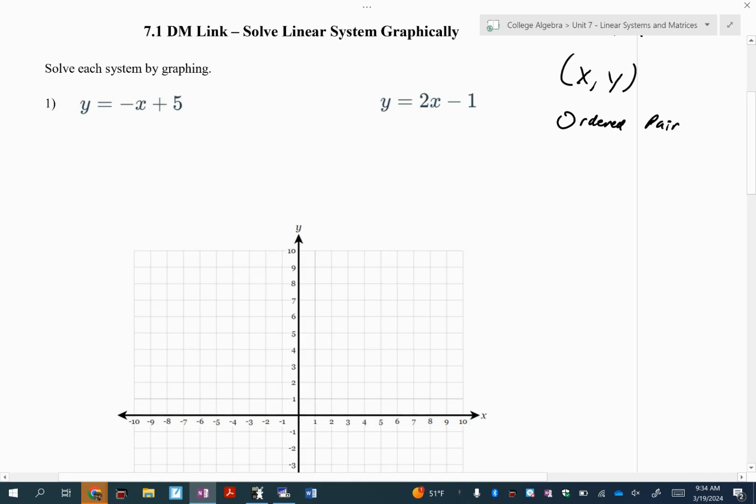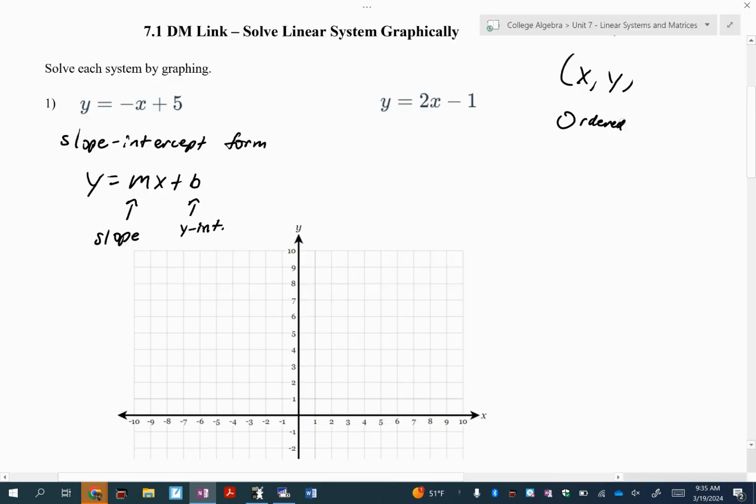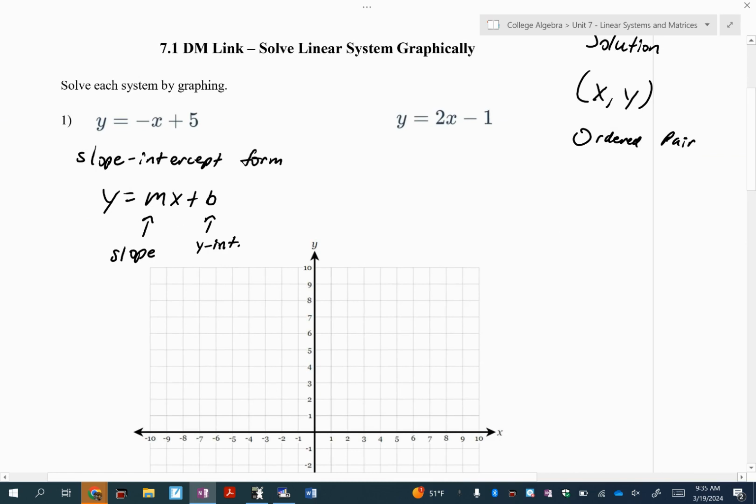All right. Let's look at this equation here. Do you remember what form this is called? What form this is in? Slope intercept, right? This is slope intercept form. Do you remember the general form for that? Y equals mx plus b. What does the m stand for? Slope. What does the b stand for? The y-intercept.